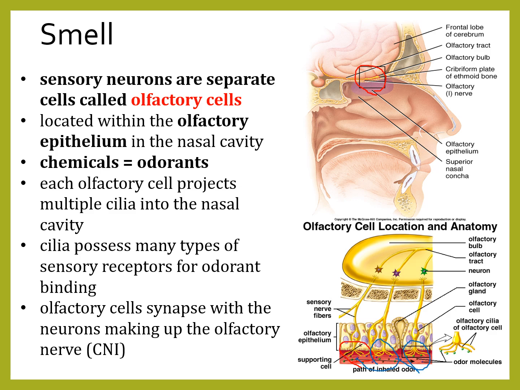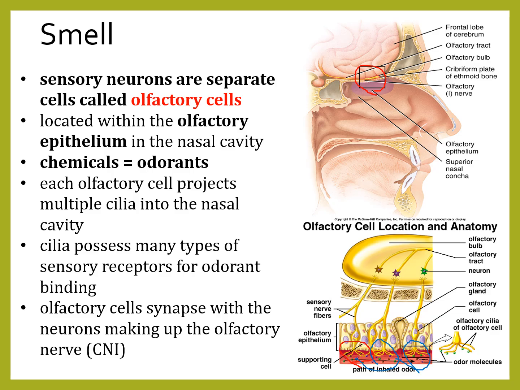I want you to think of these projections, these cilia, as kind of acting like dendrites. They will have receptors on them for the binding of the chemicals of smell, what we call odorants. So odorants are going to bind receptors on the cilia. This is going to affect the activity of these olfactory cells. We're going to see how in a second.